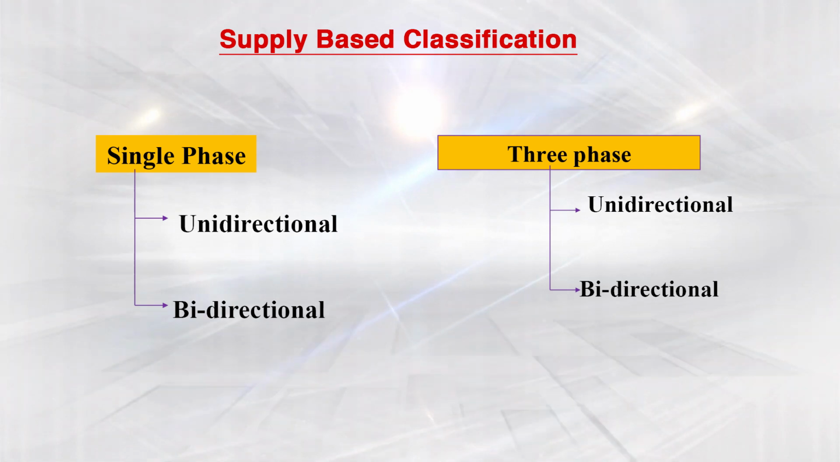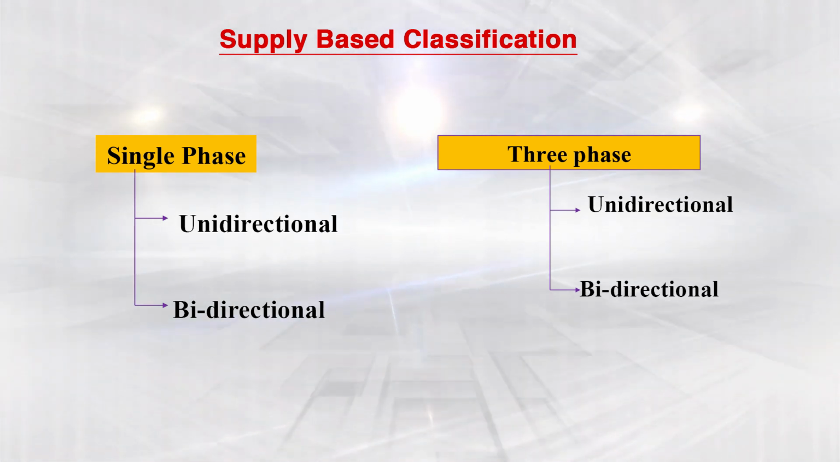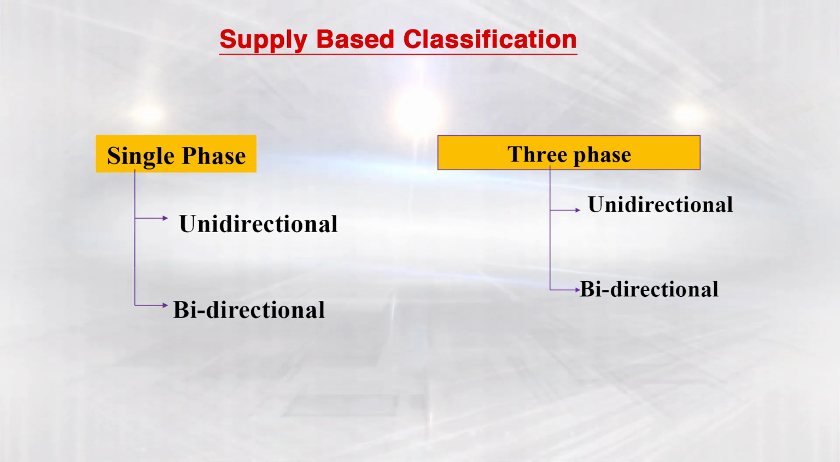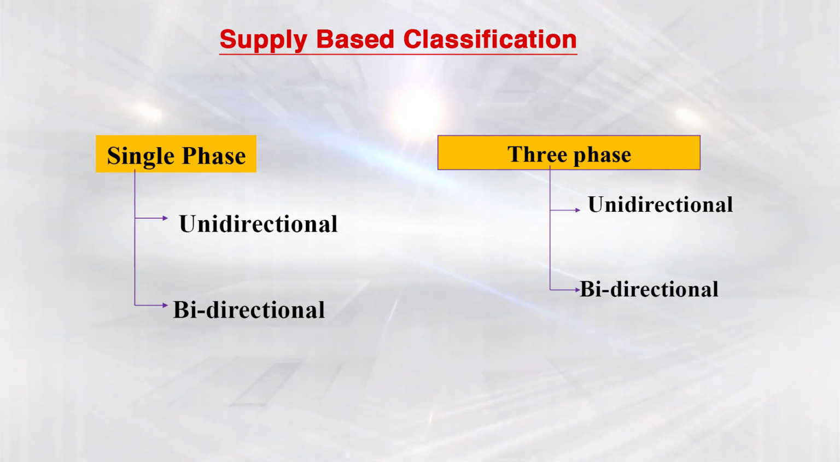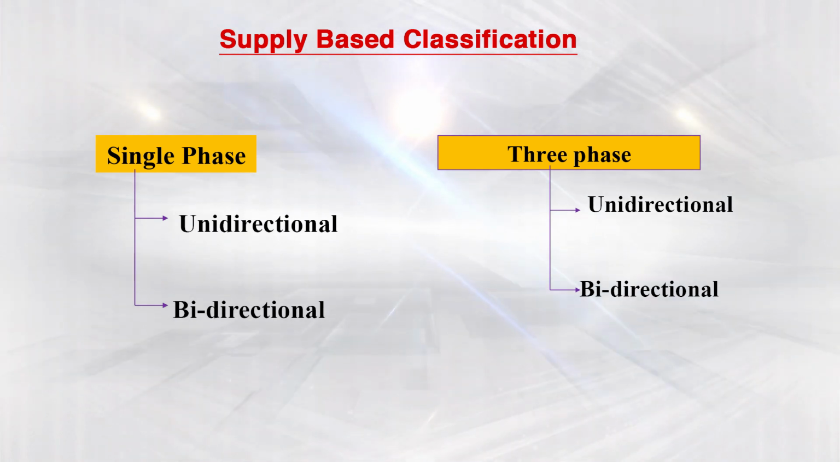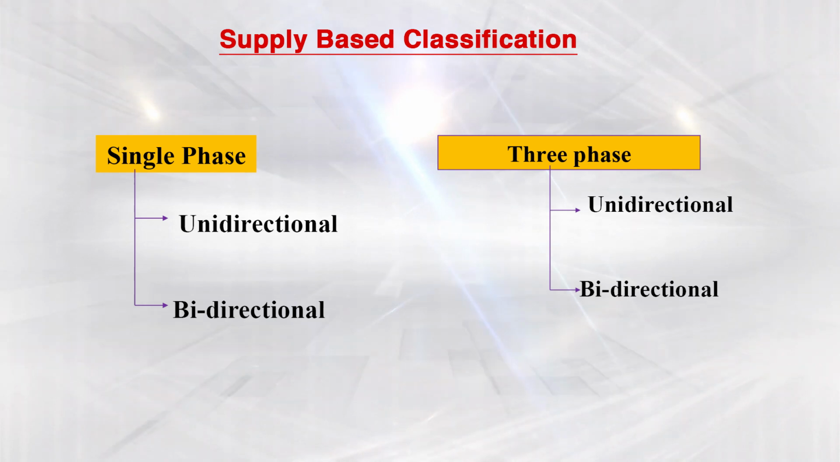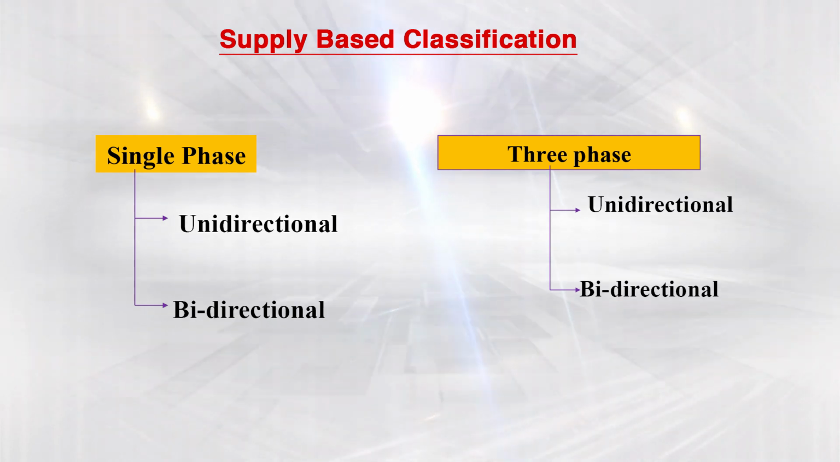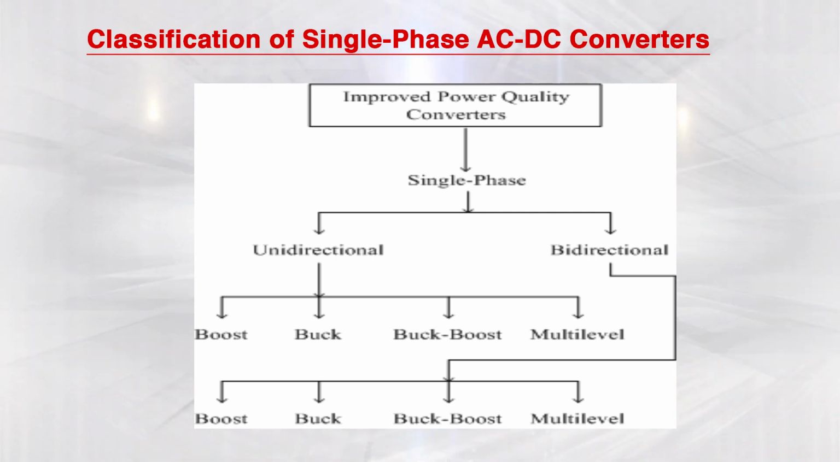Similarly, we may have 3 phase, if we want to make a semi fast charger. We can use 3 phase supply as there is some restriction on the single phase side. 3 phase supply could be classified again in a similar manner as we have seen in the case of single phase: unidirectional and bidirectional. So, this is the classification of single phase AC DC converters. It has unidirectional and bidirectional. Under unidirectional we have boost converter, buck converter, buck boost and multi-level. Again we can use boost, buck, buck boost and multi-level for bidirectional also.